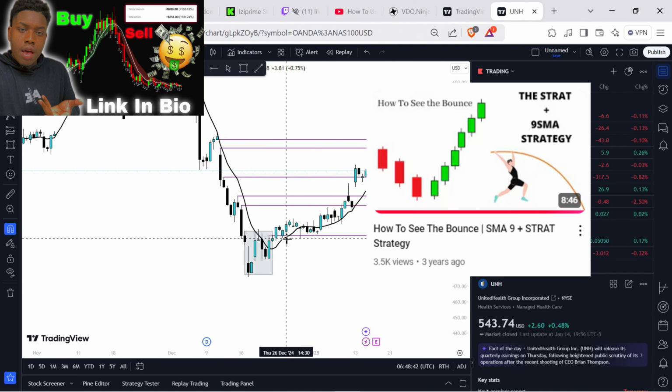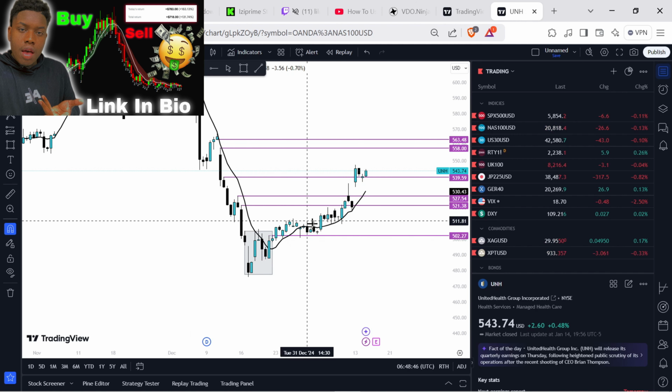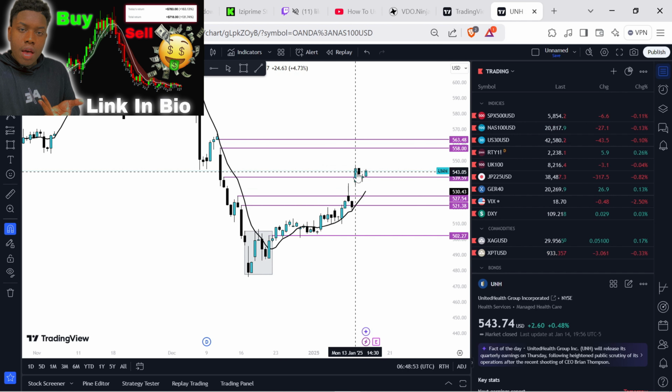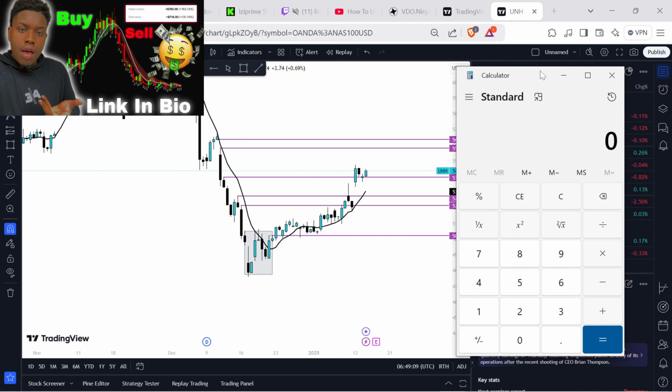Okay, so boom, here's the bounce, and then it goes straight up, right? And these contracts are printing right now. To do the math of how big a move this was, 502.